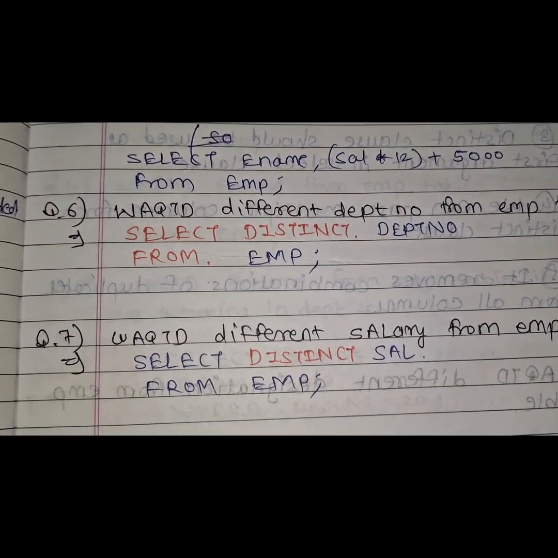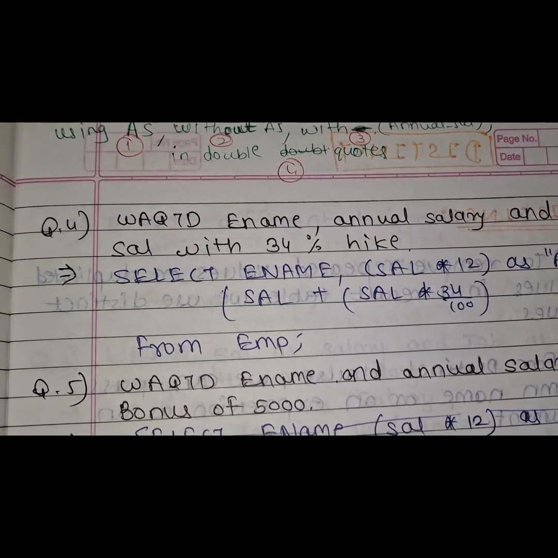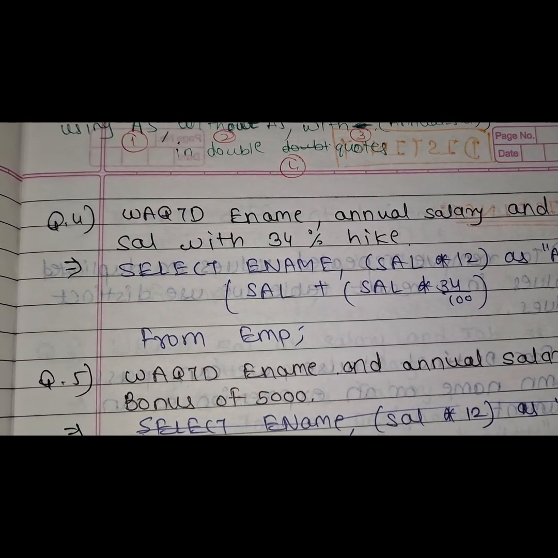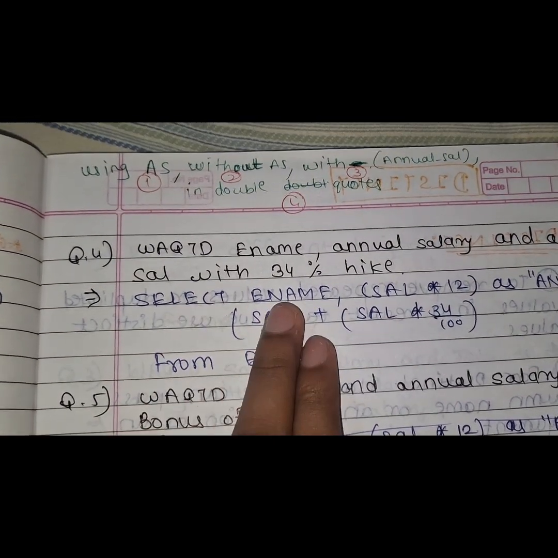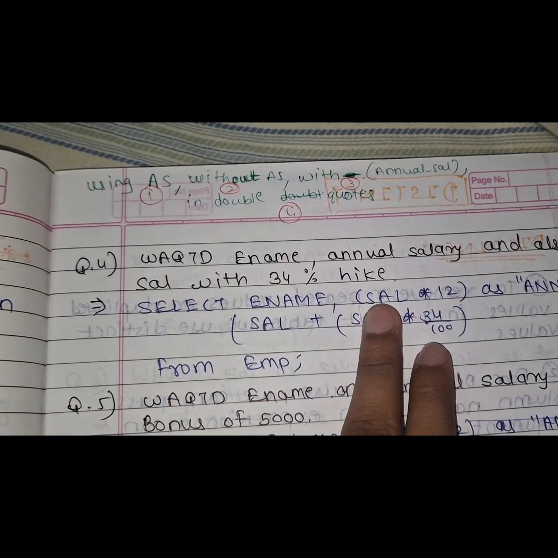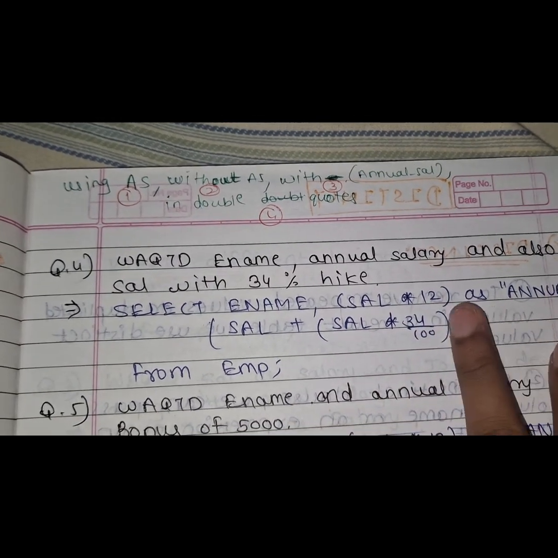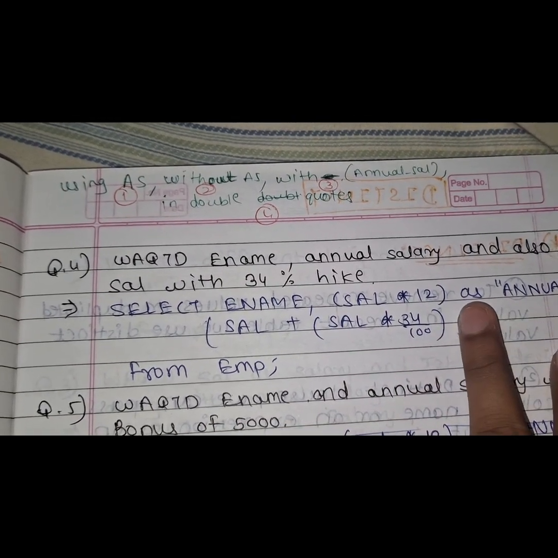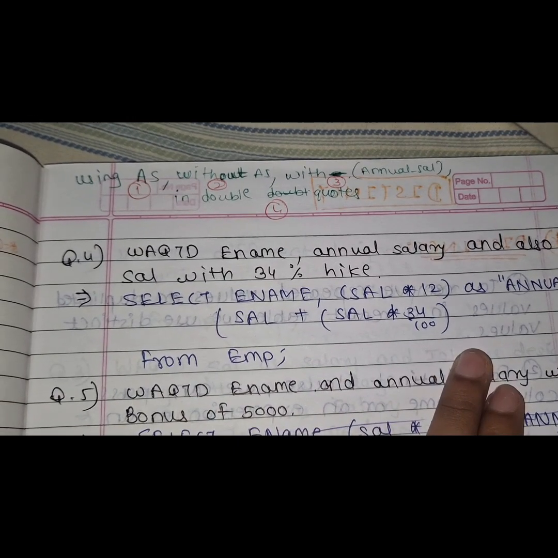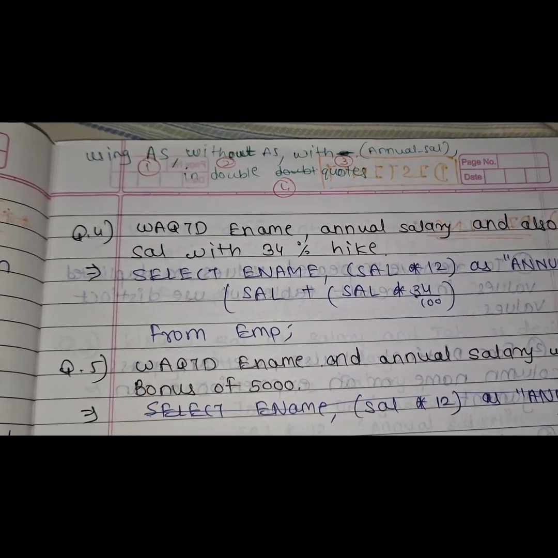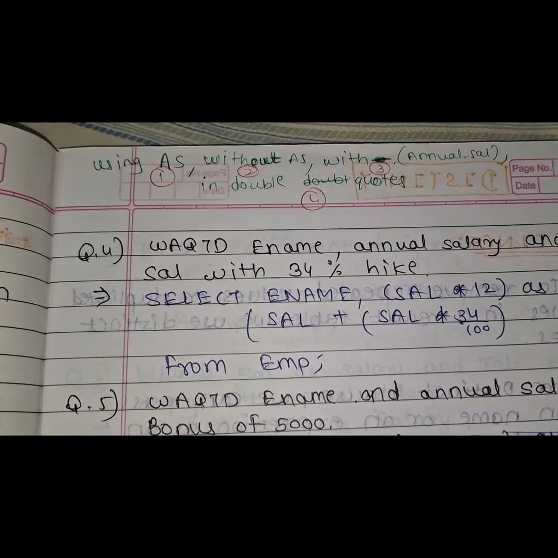Let's take one more example. Write a query to display employee name, annual salary, and also salary with a 34% hike. Select employee name, annual salary. How can I find the annual salary? Salary into 12, and here I am giving that column a particular name with an alias: as annual salary. Then salary plus salary into 34 by 100 from EMP. That is all about expression and alias.